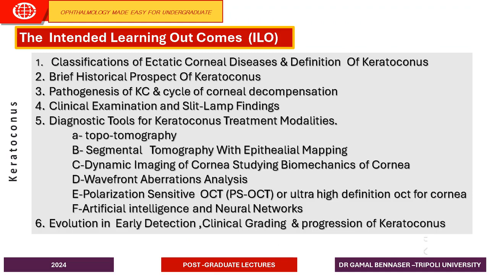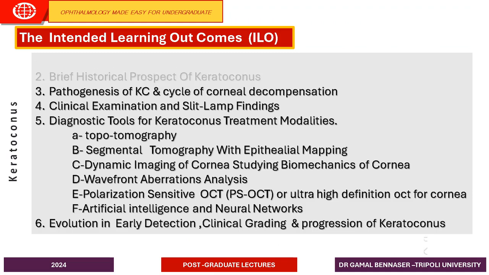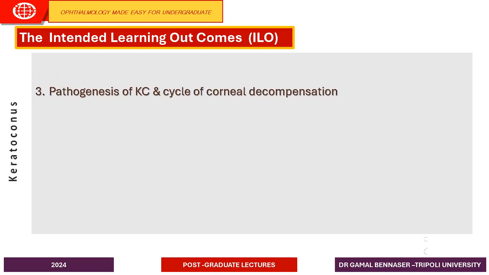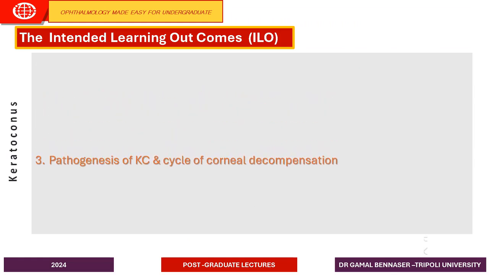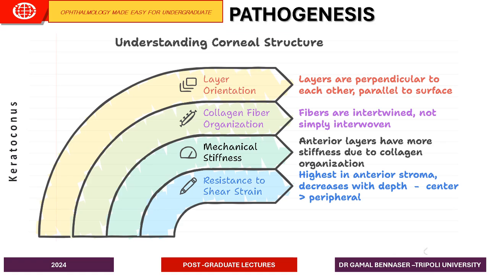Now we come to the third section of this lecture, which is the pathogenesis of keratoconus and the cycle of corneal decompensation. Now, to understand the pathogenesis of keratoconus, we have to go quickly through the lamellar arrangement of the collagen fibers and the lamellae within the stroma, and understand the exact corneal structure.